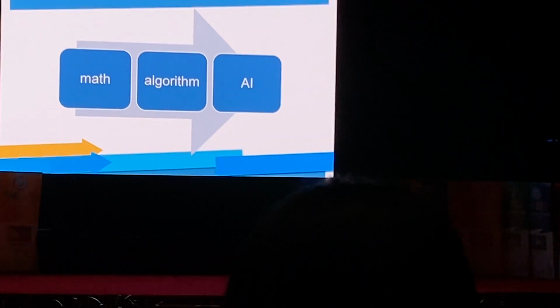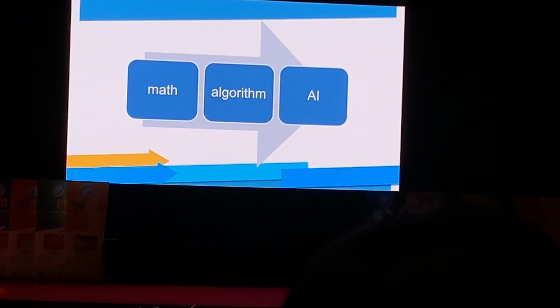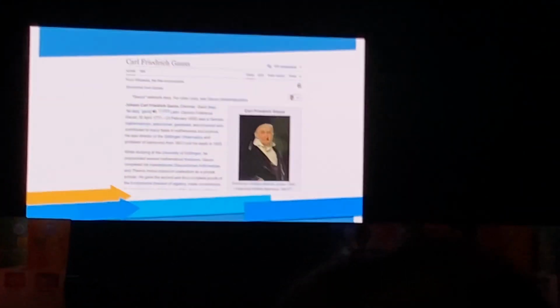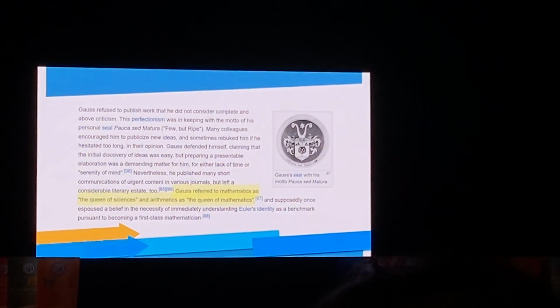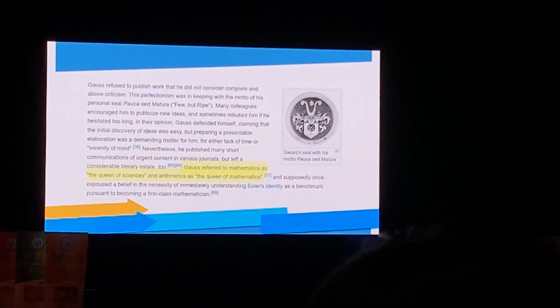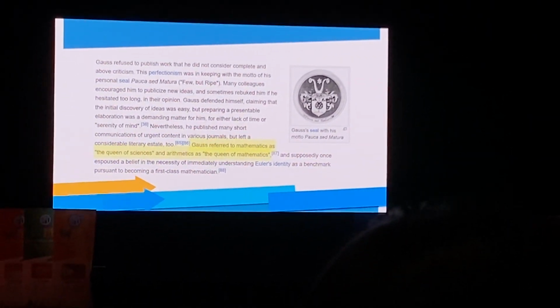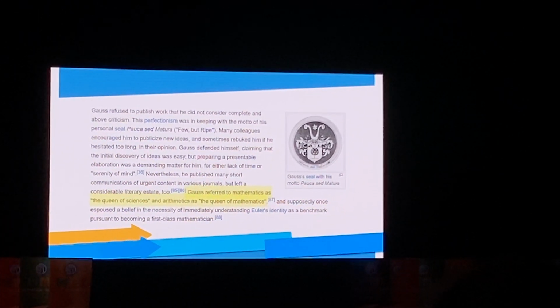Okay, next. This chart is what I want to say today. Math, algorithm, AI. Okay? Gauss, my favorite. He once said, mathematics is the queen of the sciences, and arithmetic is the queen of mathematics. But Gauss was not British, right? Does anyone know where Gauss was from? So he was German.